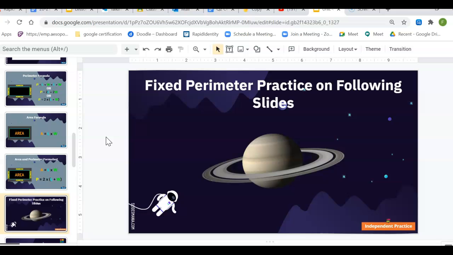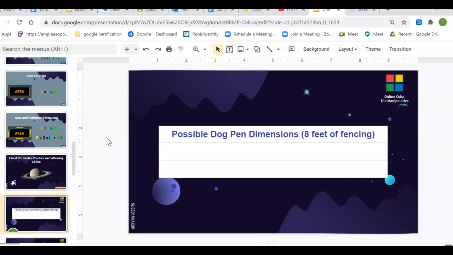And the following parts are not going to be in your binder, guys, so we have to do them on the slides. All right, so we just practiced on 24 feet of fencing. So now we're going to find possible dog pen dimensions for 8 feet of fencing. To help you practice, and we've done this before, I've got color tiles right here. If you want to work with color tiles, all you have to do is click on that. And this is going to bring you to a different screen. This is something for you to practice on when you're working with specific numbers.